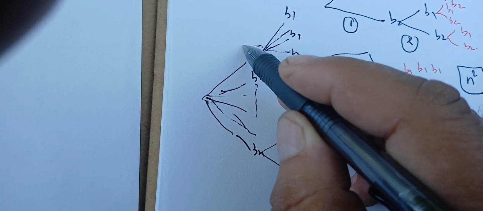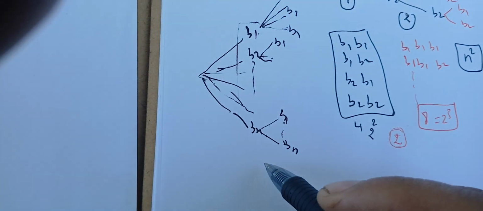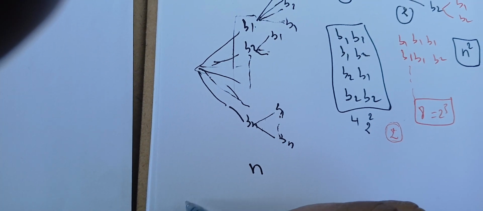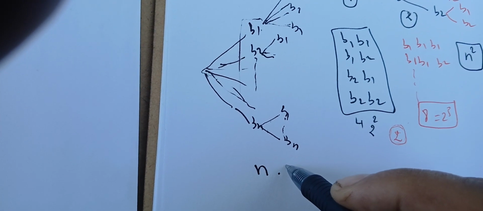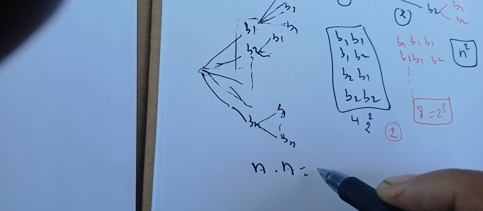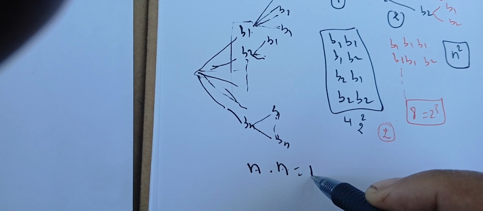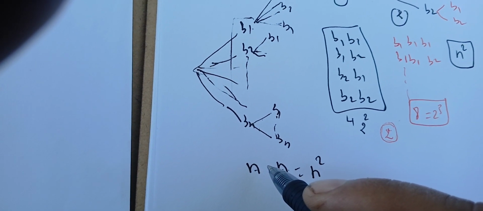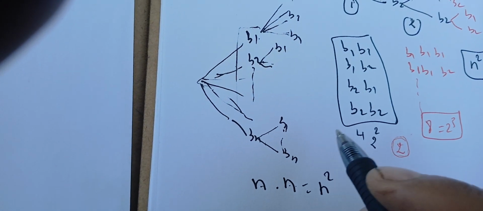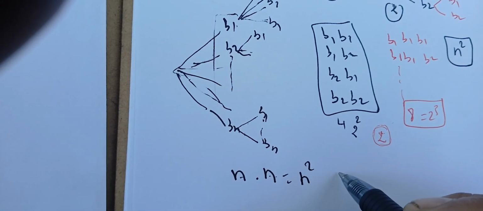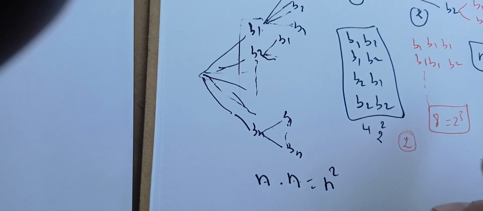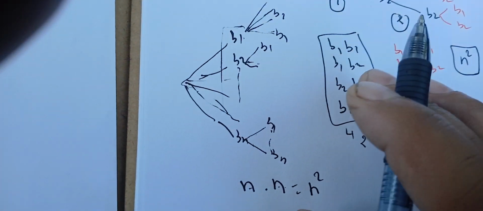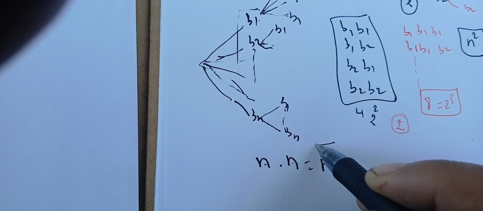Okay, so the first process of choosing the first ball is done in how many ways? In n ways. The second process is done in how many ways? n ways. So we have n times n, which is n squared. So in general, if we have n balls numbered from 1 to n, and we draw one and put it back and we draw again, and we do this process twice, the number of possibilities is n squared.